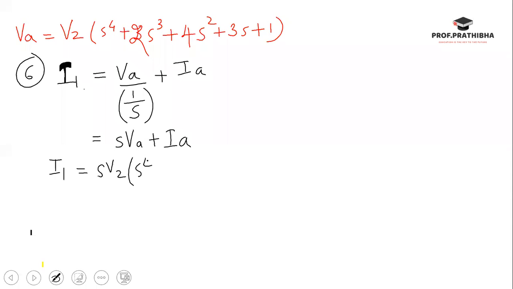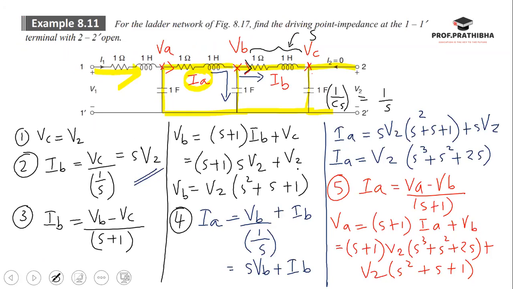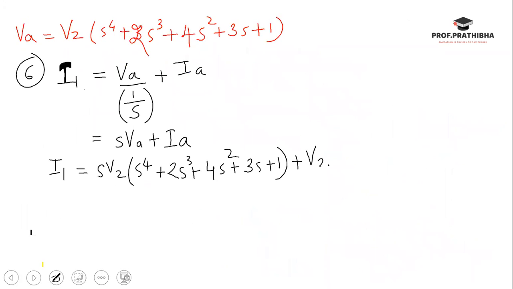So it's S to the power 4 plus 2S cube plus 4S square plus 3S plus 1 plus what is IA? Where do I see my IA? Okay, IA is over here, on the right side. So I am substituting that IA there. So when I substitute my IA, which is S cube plus S square plus 2S, right?